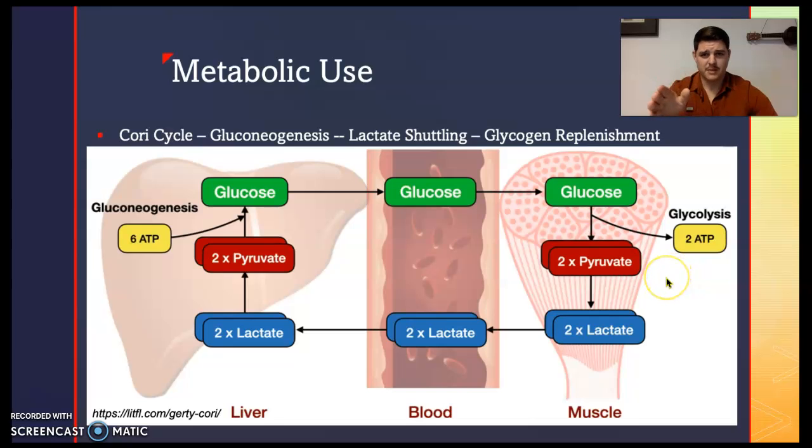And back to the metabolic use. So with that Cori cycle, we're getting that gluconeogenesis, and then the lactate shuttling. So the movement of that lactate in and out of the liver and into the bloodstream and throughout the whole muscle system, that's what's really going to cause that glycogen replenishment. So you're going to get the blood glucose elevated and then pushed back into the muscles.